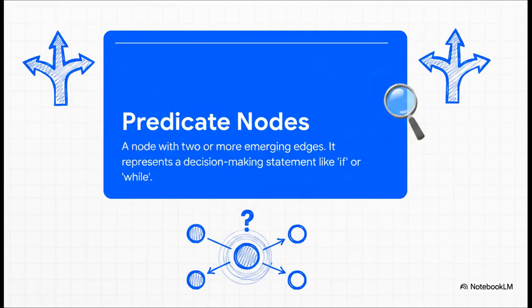Okay, this is where things get really interesting. These are called predicate nodes. Think of them as the decision points in your code, your if statements or your while loops that create forks in the road. They're the super crucial points that create all the different paths your program can follow.